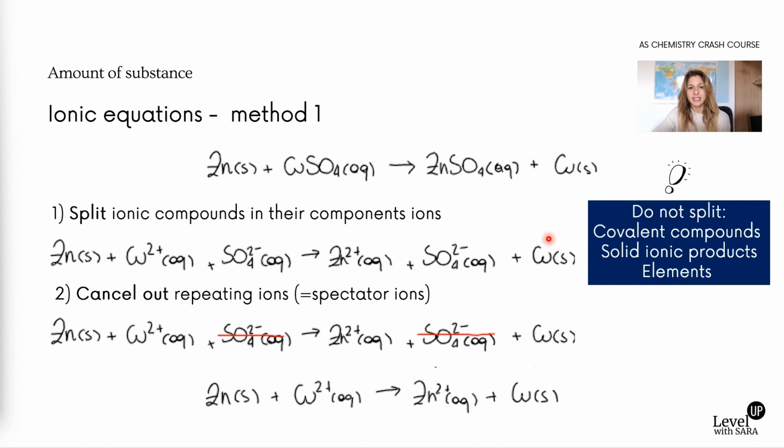So notice here zinc stays as the metal. Copper sulfate is an ionic compound in aqueous solution, which means that the ions are free to move. Same thing for zinc sulfate, and copper stays as an element. Those repeating ions are called the spectator ions, and they will cancel out, because if we add up the equation, those would be repeating, so they just cancel out. And here you have the overall ionic equation.